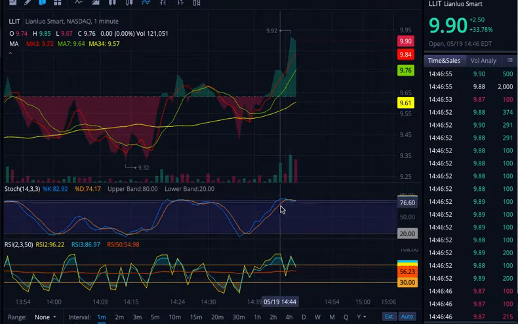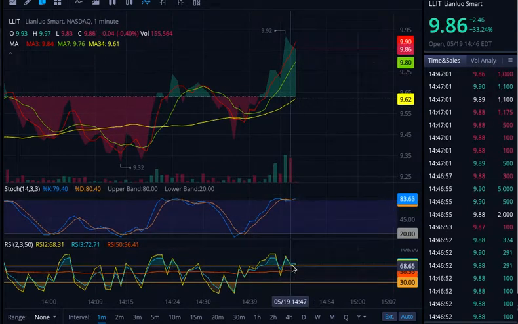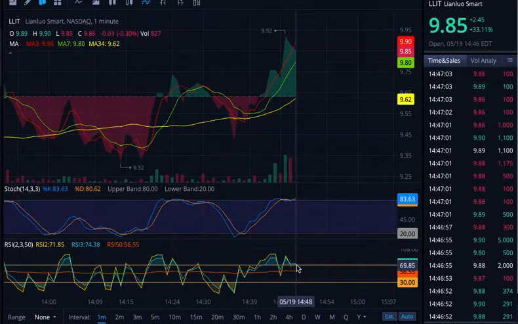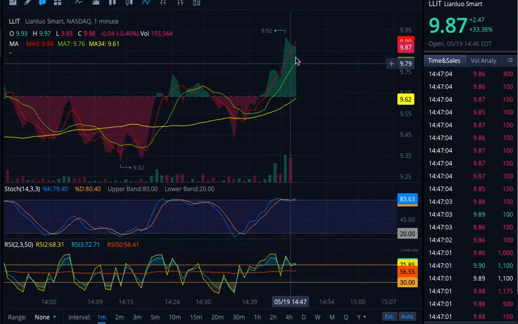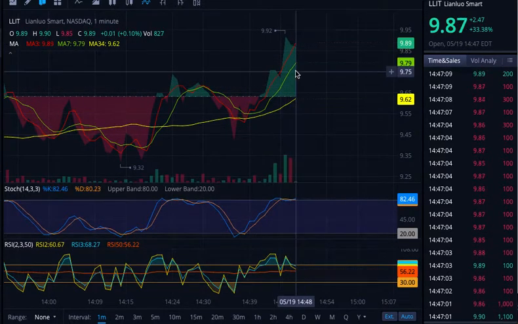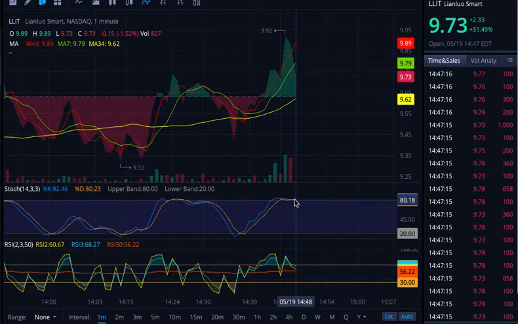Look at this. It's about to turn back down over my 80 line. Likewise down here, RSI is about to turn back down on the 70 line. Even though it shows that each line is going up, it's struggling right here on that line to go up or down.